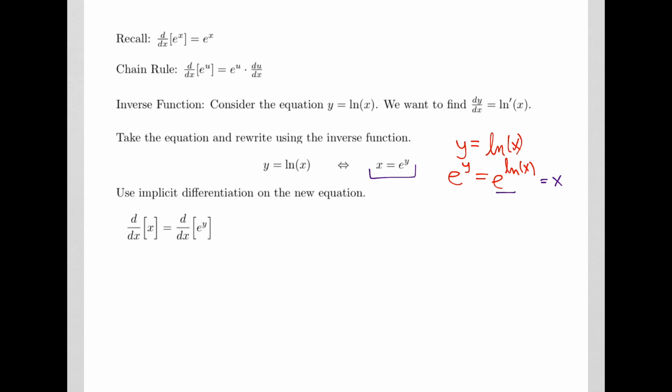Well, this is an implicit function. y is an implicit function of x. So we can use implicit differentiation. The derivative of x has to be equal to the derivative of e to the y.